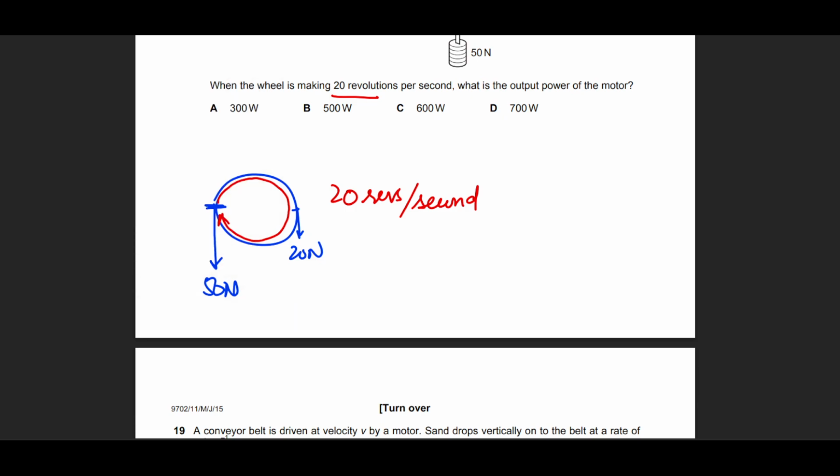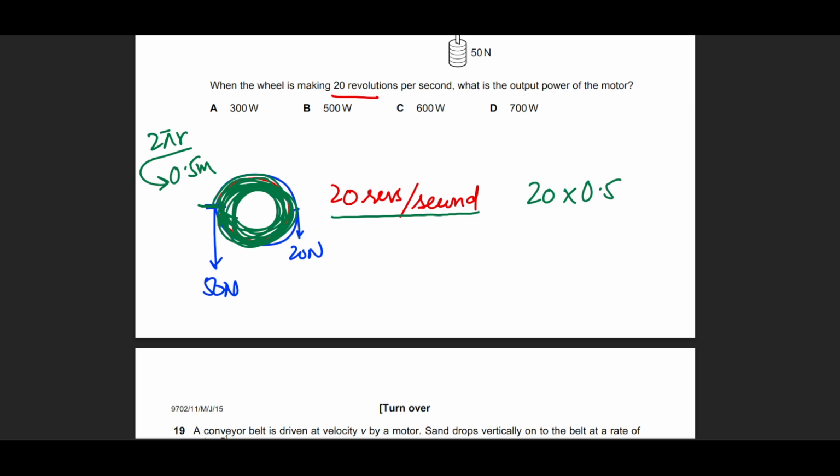Circumference means the total length of the path. So the total length of this circle is 0.5, which of course has been found by 2 pi r. If we did 2 pi r, we would get 0.5 meters as its circumference. So I know the distance and I know how many times it's rotating, so I know how much distance it is covering per unit time. It is completing this loop 20 times in 1 second. So 20 times covered a distance of 0.5 meters in a time of 1 second.